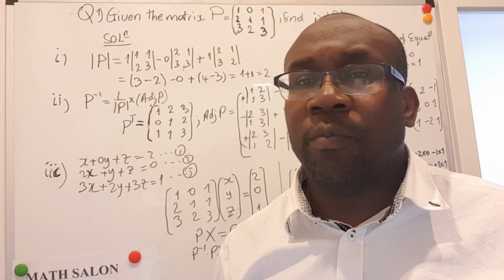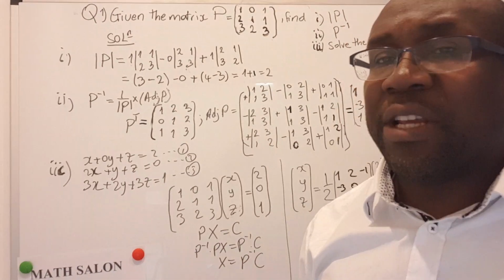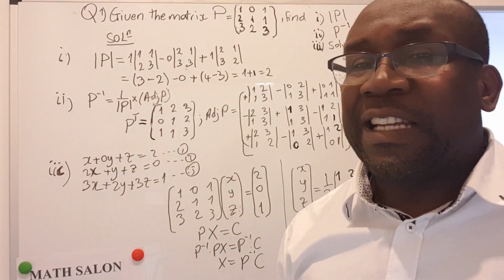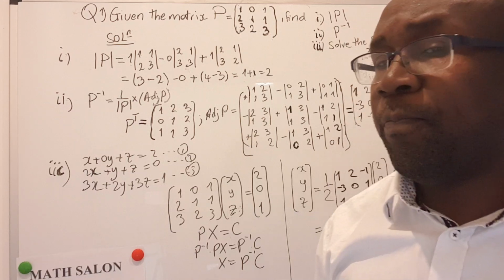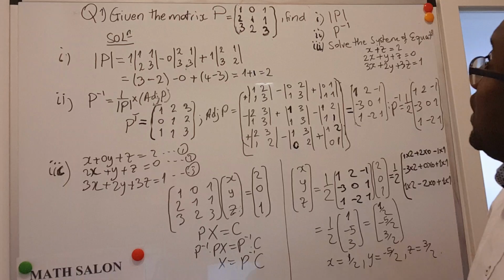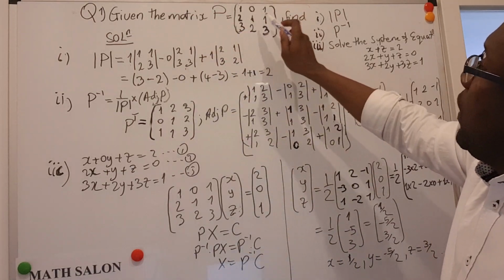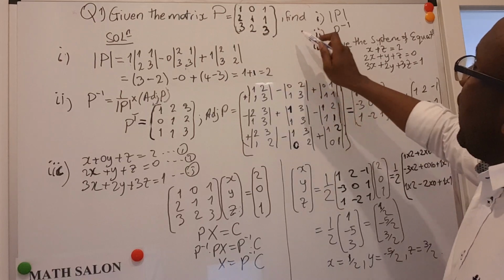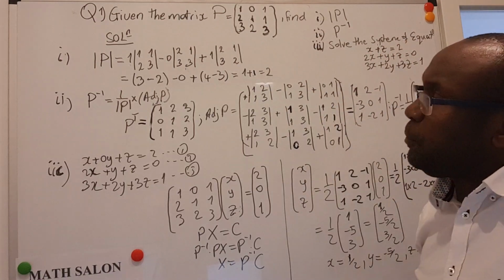I'm Dr. Anumendem. Today we'll be looking at a question on matrices, a 3 by 3 matrix, to be able to look for the determinant and the inverse and possibly use it to solve a system of linear equations. So here the question says that given that the matrix P is 1, 0, 1, 2, 1, 1, 3, 2, 3, find the determinant, the inverse, and solve this system of equations.